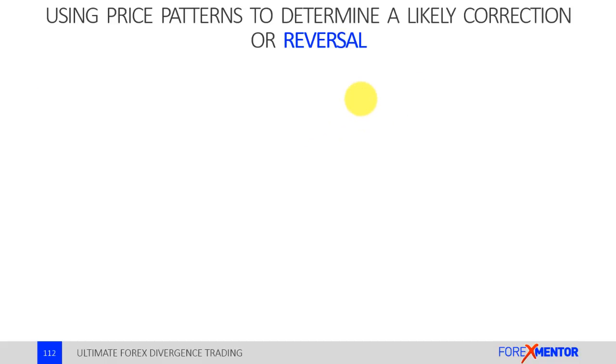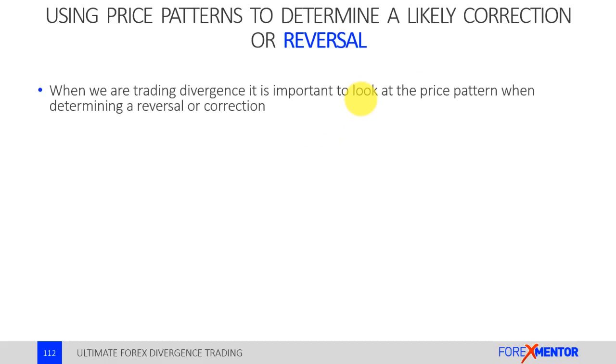Using price patterns to determine a likely correction or a reversal. When we're trading divergence, it's important to look at the price pattern when determining a reversal or correction. Now, obviously, we like to use price action over anything else. We believe price action is the most important technical indicator that we have of what is happening. Everything else is just supportive, including divergence.